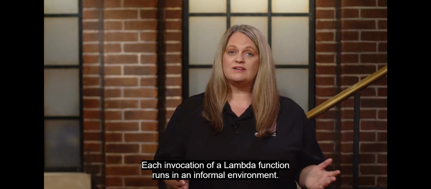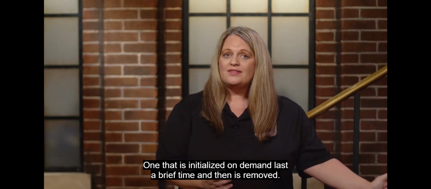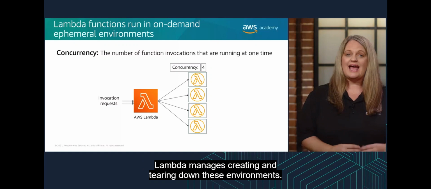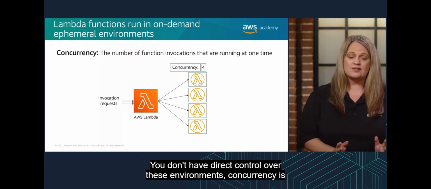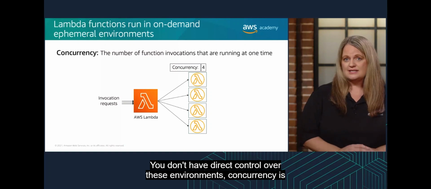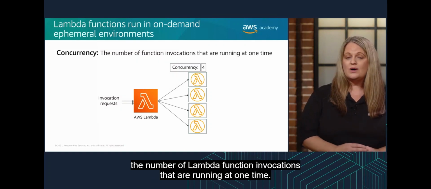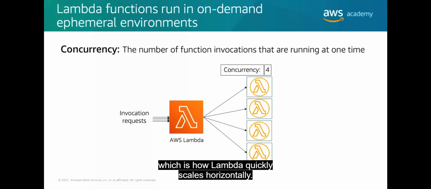Each invocation of a Lambda function runs in an ephemeral environment, one that is initialized on demand, lasts a brief time, and then is removed. Lambda manages creating and tearing down these environments. You don't have direct control over these environments. Concurrency is the number of Lambda function invocations that are running at one time. Lambda provides the environments on demand as it receives requests, which is how Lambda quickly scales horizontally.